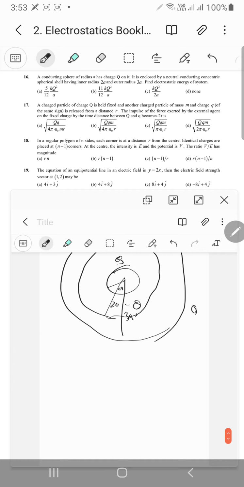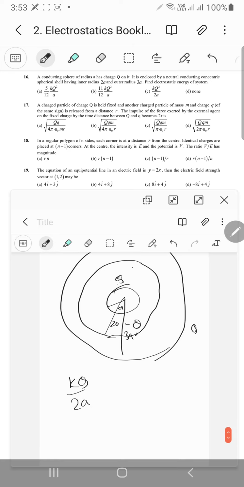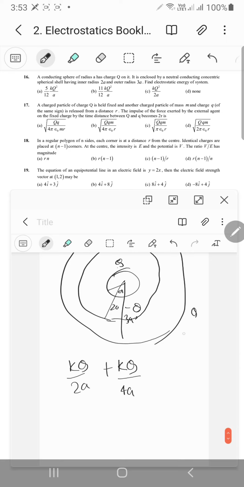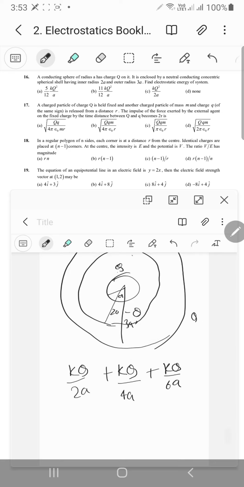So let's add the self energies first of all. This guy has charge q, so this should be kq squared upon 2 times the radius. This guy has charge minus q, so should it be minus? It still did positive work to bring it over here, so it should be positive, because you had to do positive work. So plus kq squared upon 2 times the radius, which is 4a at this point, and plus kq squared upon 6a. Cool. That's the self energy.